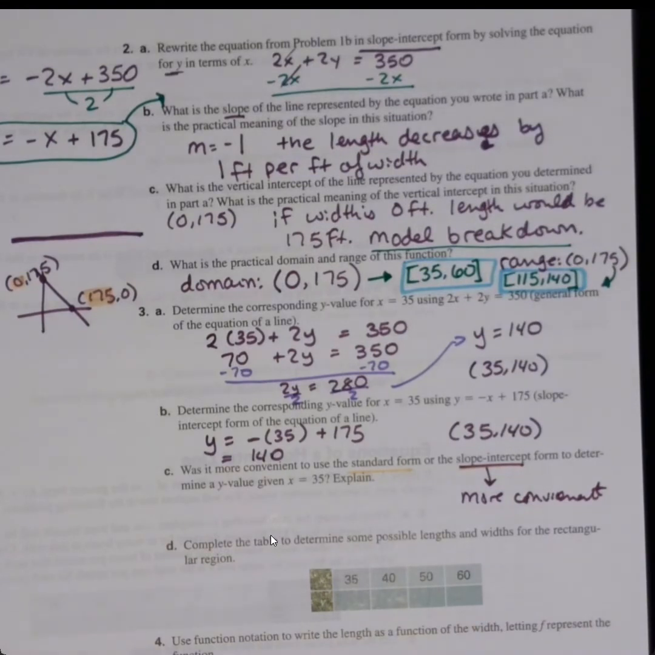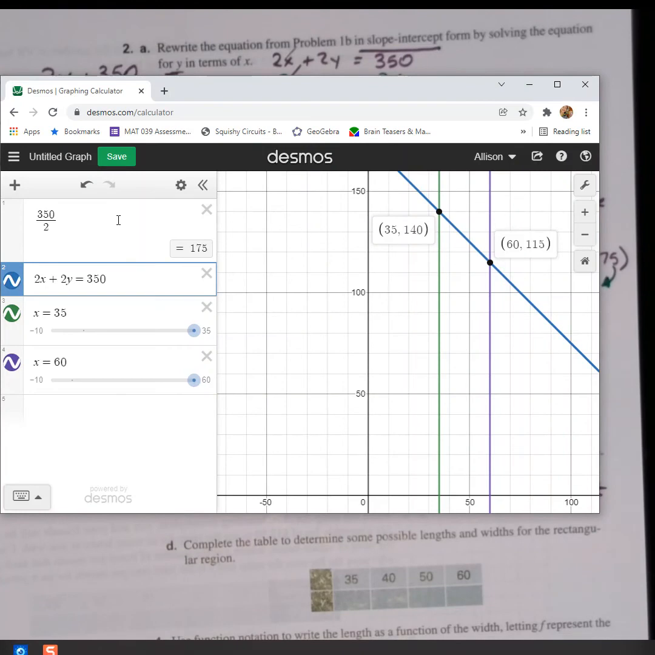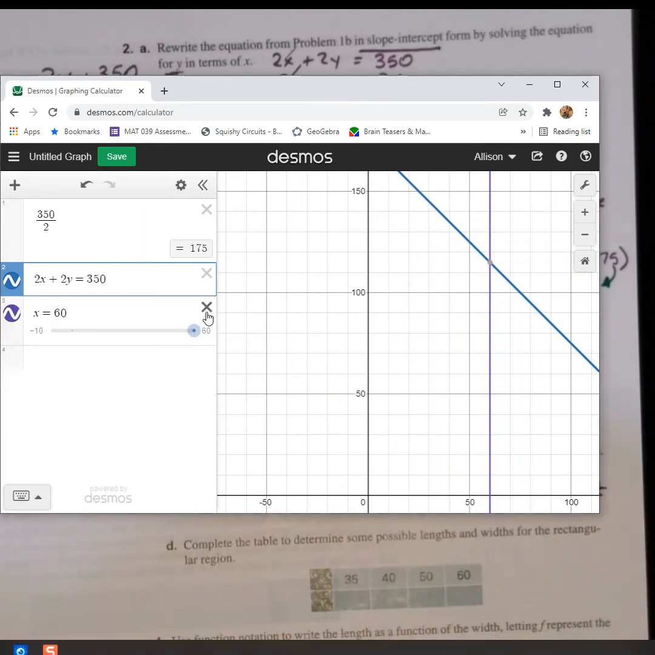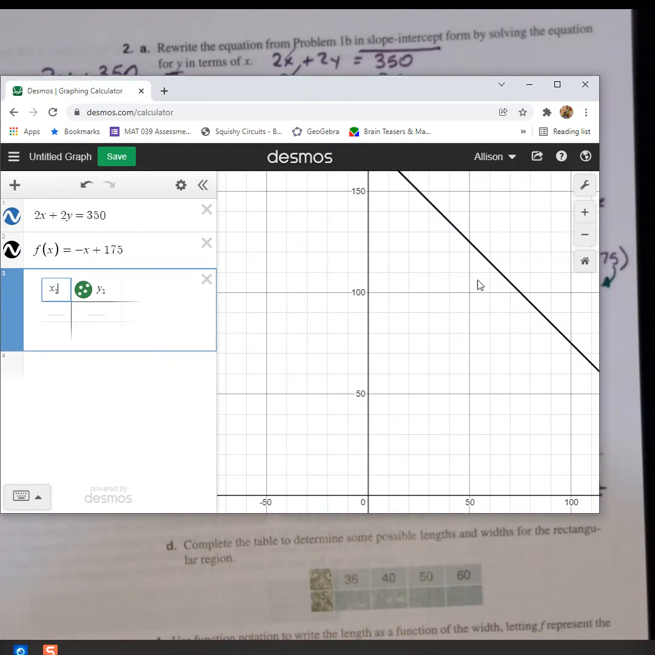All right, complete the table to determine some possible lengths and widths for the rectangular region. So we're going to use decimals to assist us in this table because we can. So I'm going to type in our function. I do have to be in function notation to do an autofill table, so the original general form is not going to be good enough. So I do need to enter my function, f of x equals negative x plus 175. We had that y equals negative x plus 175, writing in function notation. So I can do my table, and I can make it autofill with f of x1. And then I can plug in the 35, the 40, the 50, and the 60.